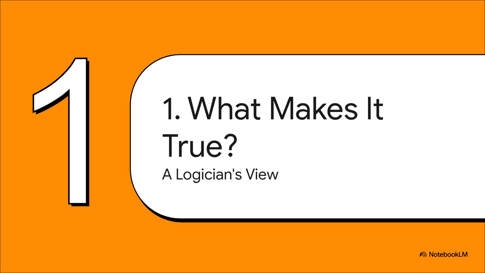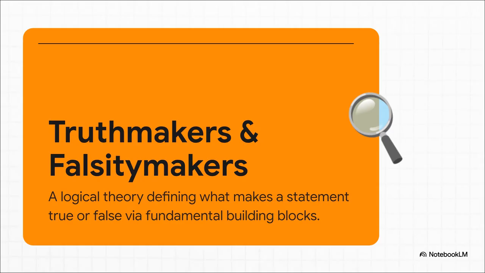And it all starts with a really cool theory. This is the big idea we're working with today, the theory of truthmakers and falsitymakers. It basically says that for any statement you can make, there are these fundamental building blocks out there in reality that either make it true or make it false. Sounds simple enough, right? But the journey of how logicians got here, well, that's the really interesting part.